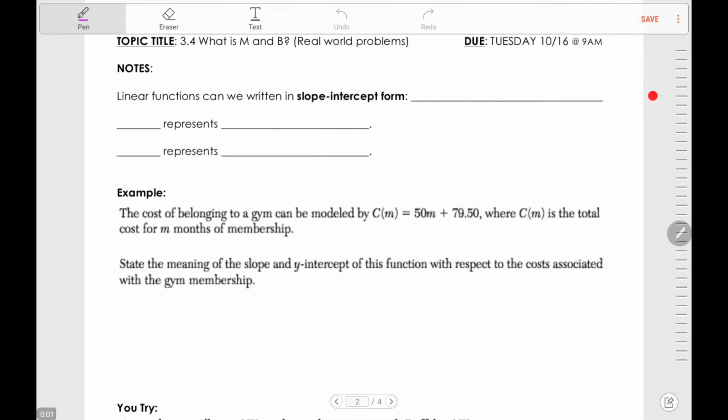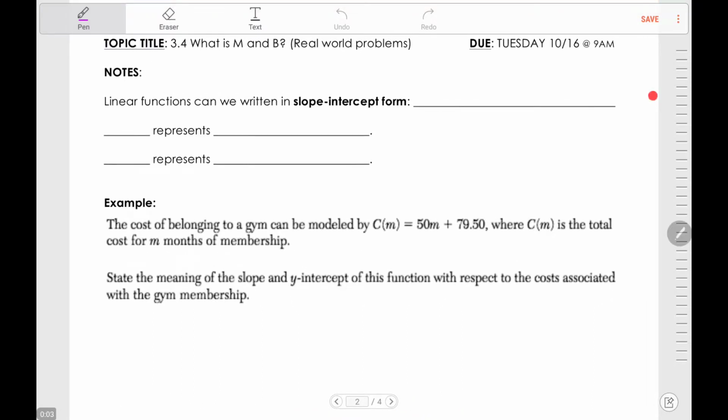Hi guys, so this video is a preview of what we're going to be doing tomorrow. Tomorrow we're talking about linear functions, but now we're talking about it in slope-intercept form. Slope-intercept form is written as y equals mx plus b.